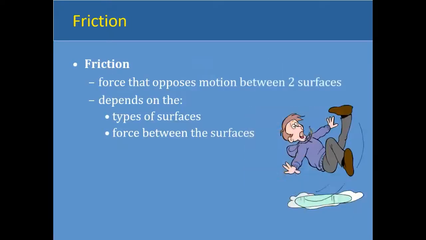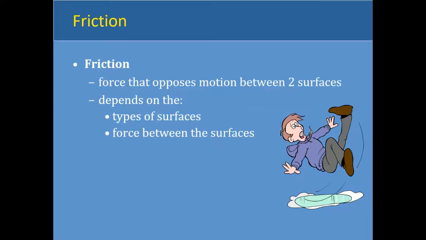One of the big ones that I wish we had more time to go over, but we'll at least introduce the concept to you, is what we call friction. This is the force that opposes motion between two surfaces. Now you can experience some of this right now. If you put your hands together and push on each other and then try and slide them across each other, you're going to feel some resistance as you slide your hands back and forth.